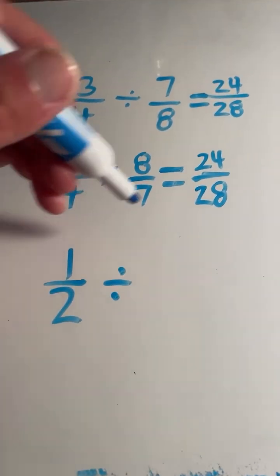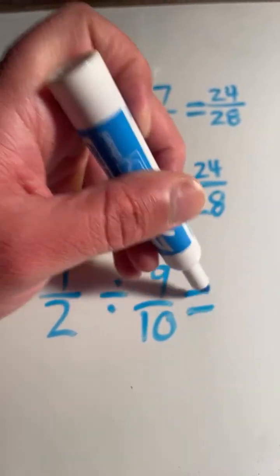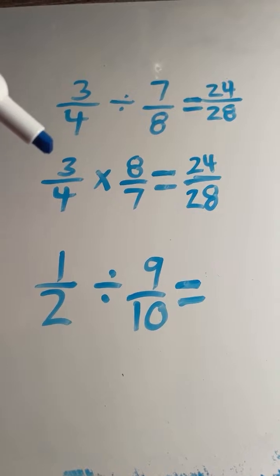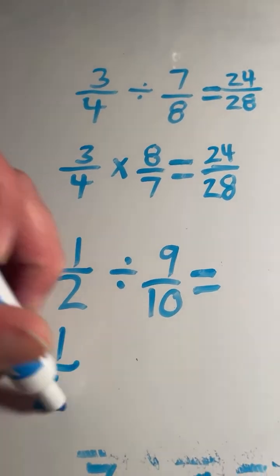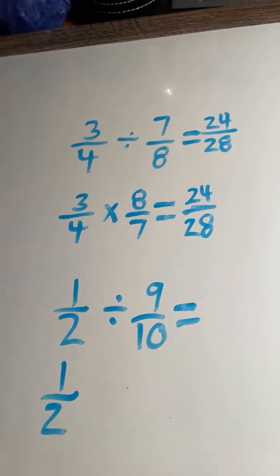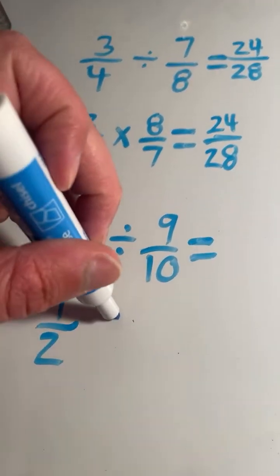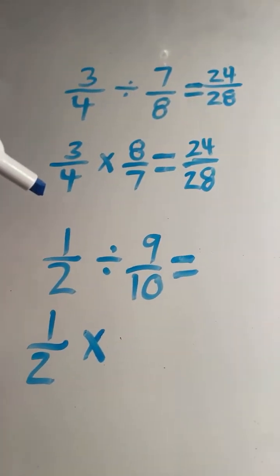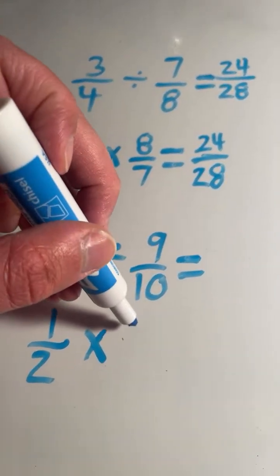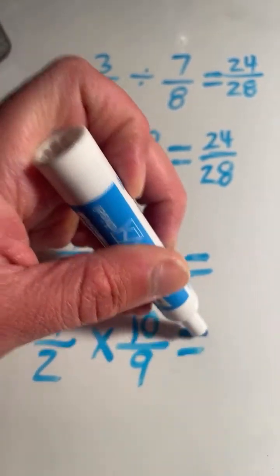All right, 1/2 divided by 9/10. Step 1, we keep 1/2 the same. Step 2, we change the division sign to a multiplication sign. Step 3, we flip. Our denominator becomes our numerator, and our numerator becomes our denominator.